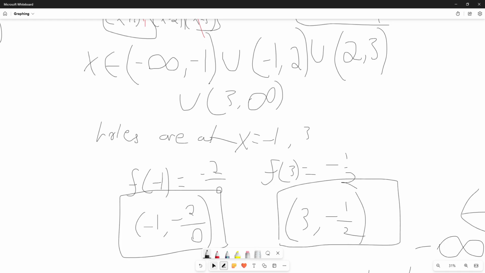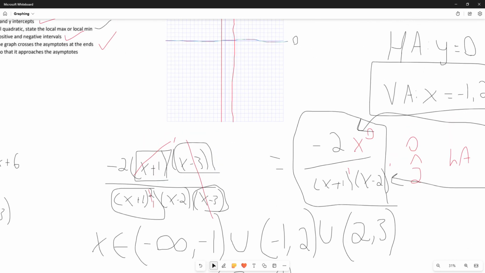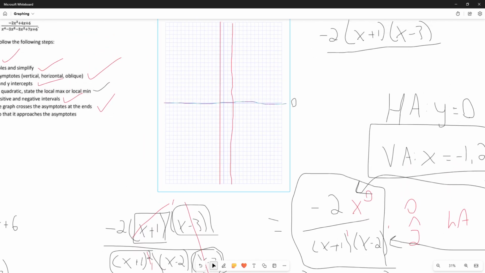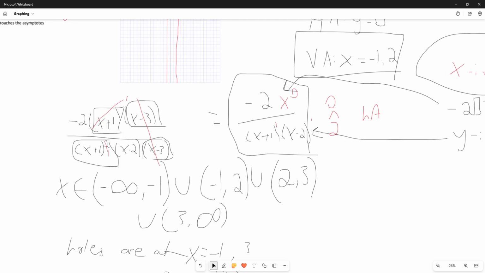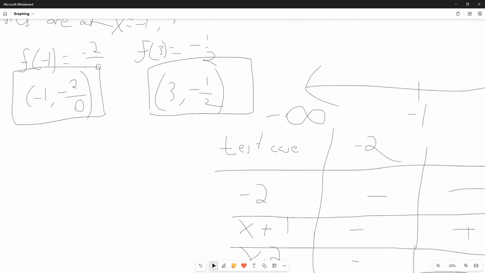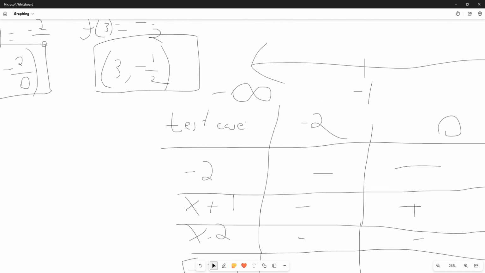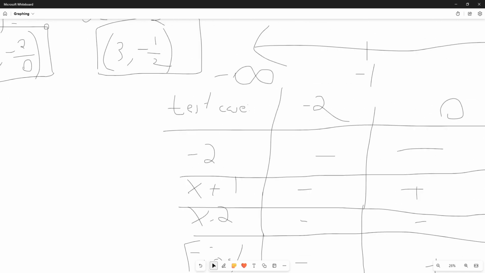So 3.5. So we'll make a hole at 3.5. So we have 1, 2, 3, and then we'll do a half. So we'll make a tiny little hole there. That is our hole. That symbolizes a hole. And then from there, we'll start graphing. So from our test cases, from -infinity to -1, it will be negative.